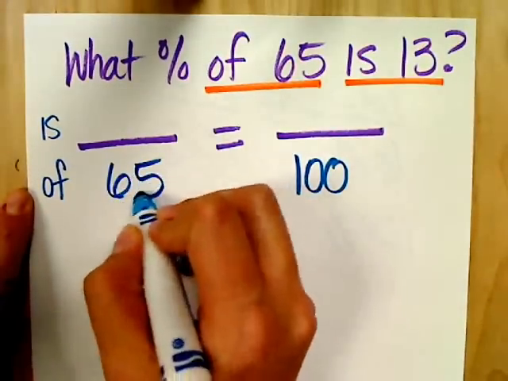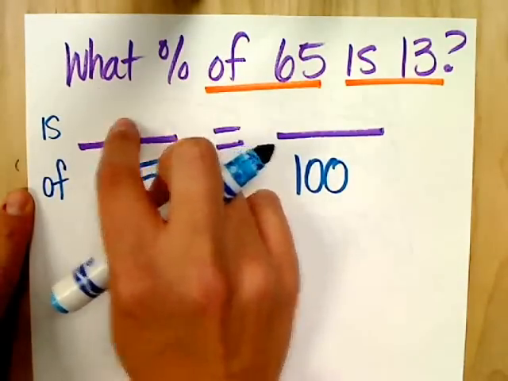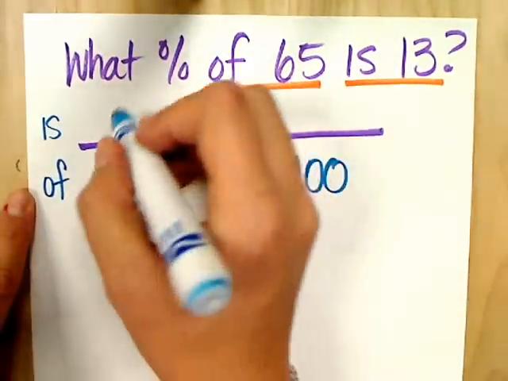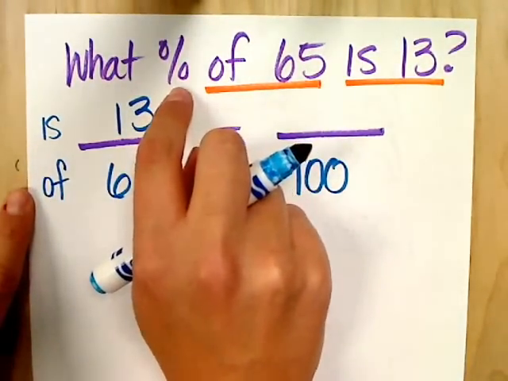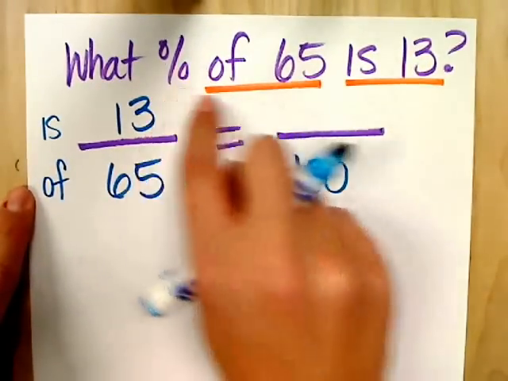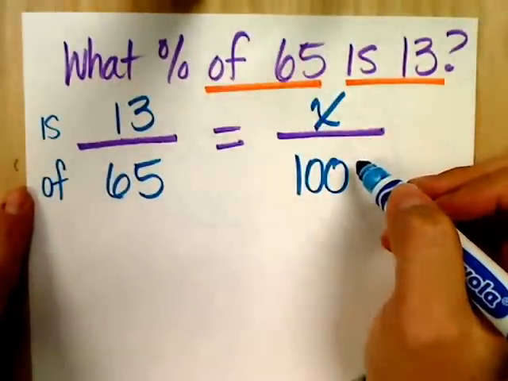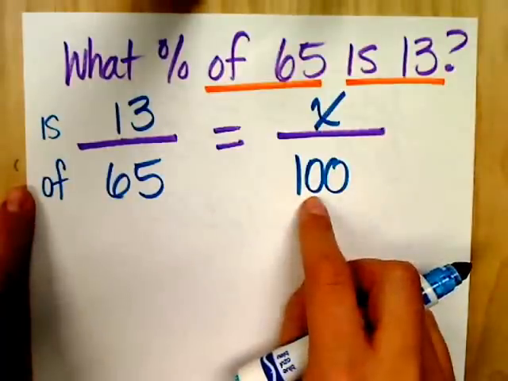So 65 is here. Then is 13, does that belong here or over the 100? Over the 65, because it's is over of. Now, because I'm not given a value for percent, that's what I am looking for. So my answer will end up being percent. So now I've set up my proportion.